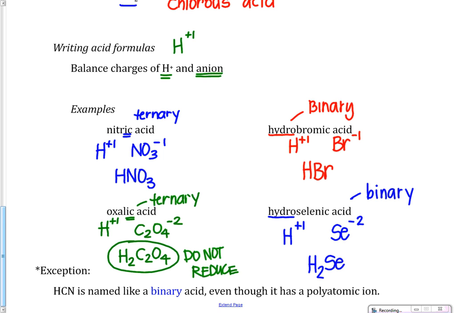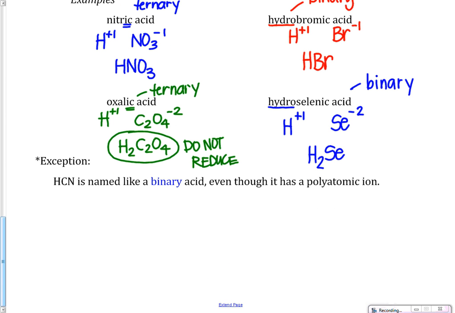Now our last note is that HCN, even though it has a polyatomic ion cyanide, is named like a binary acid. So ask yourself, what is a binary acid name? So we start with, well, hopefully you said hydro. And then cyanide, we're going to say cyanic acid. So hydrocyanic acid is the correct name for HCN. That is an exception to one of the rules.